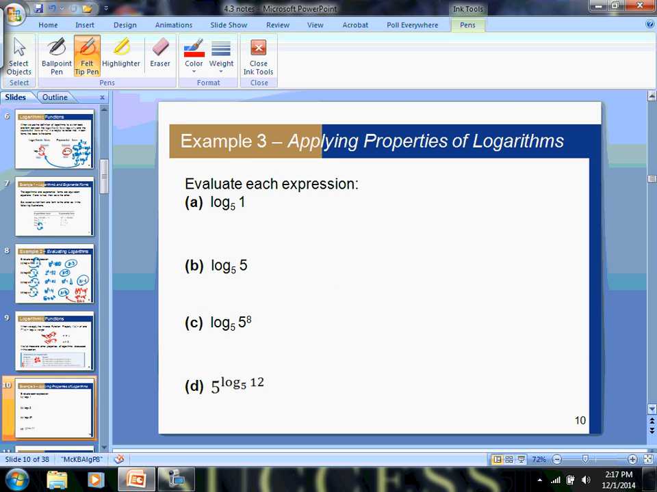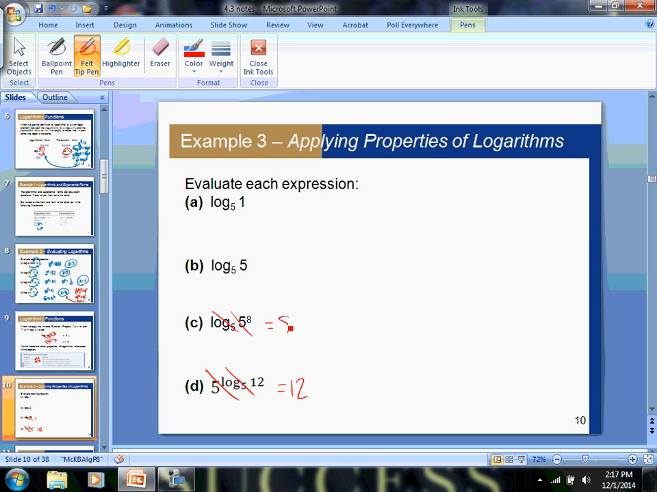So for example 3, there are a couple of these that you could cancel. And if you look at them, I'm going to go a little bit out of order, because hopefully you notice that part C and part D are problems where the base on the power and the base of the logarithm are the same. Even in part B, it's the same. So for part D here, that 5 and the log base 5 are going to cancel, and you just get 12 for your answer. Same thing for part C. That log base 5 and the 5, they're going to cancel, and you just get 8.